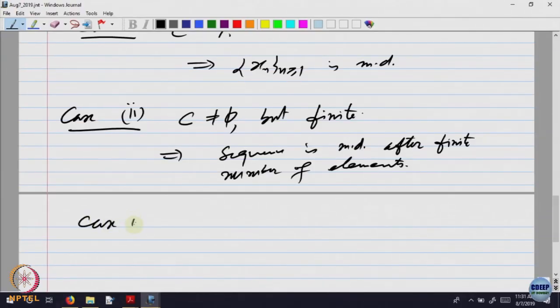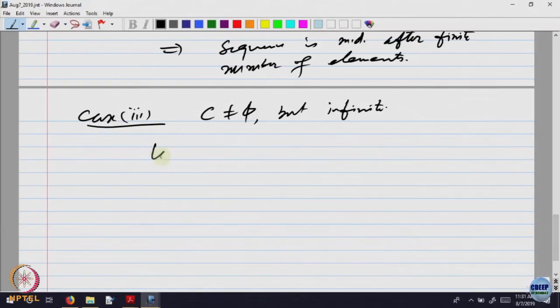So, case 3, that C is not empty, but infinite. So, that means what? It is an infinite set. So, what does infinite mean? Given any element in C, it is not bounded. There is something beyond that also possible. So, given any n in C, there is some stage k n which is also in C. Is that okay? Because it is infinite.